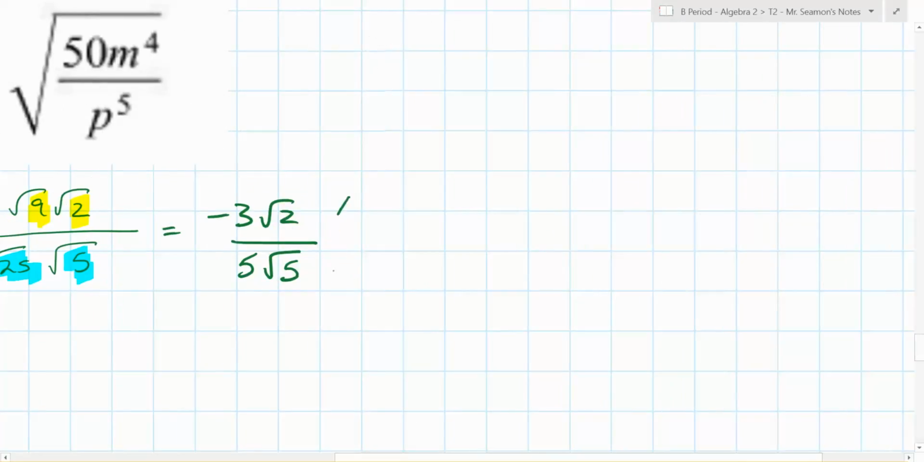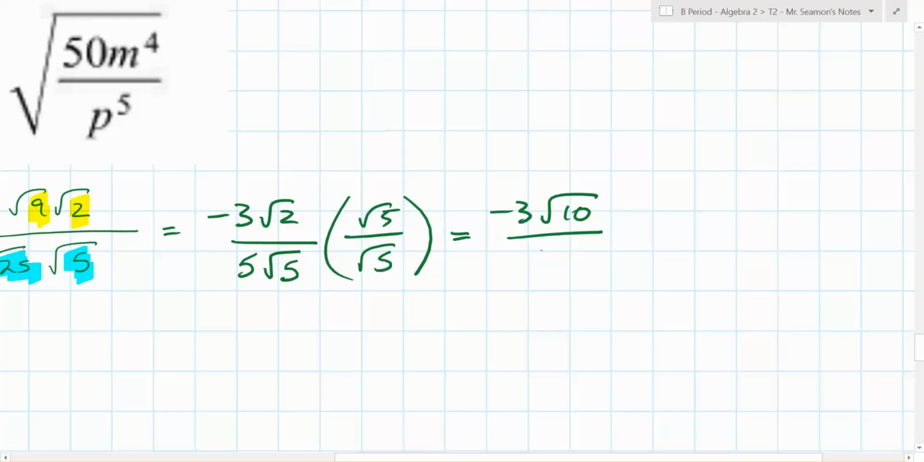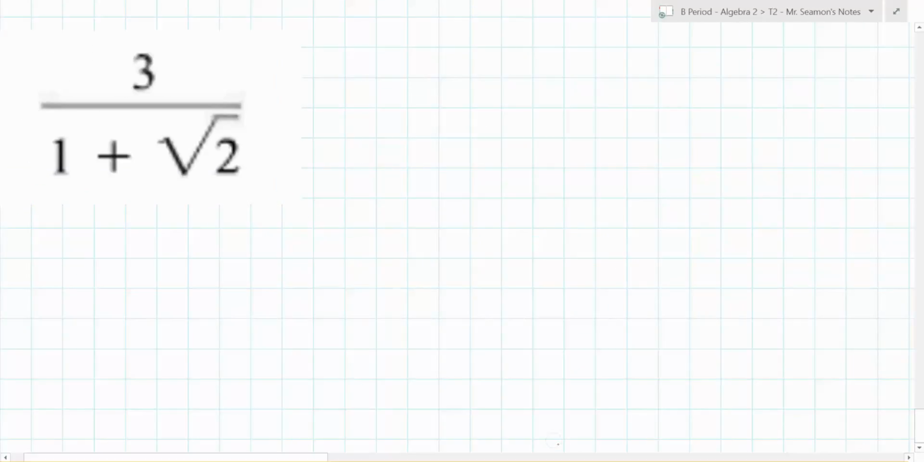Now what do we multiply the top and bottom by? Just say root 5 over root 5. So what do we end up with? Negative 3 root what? 10, over 25. Done. Seems about right.